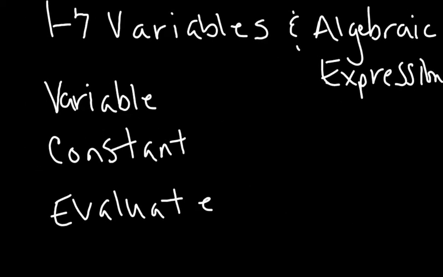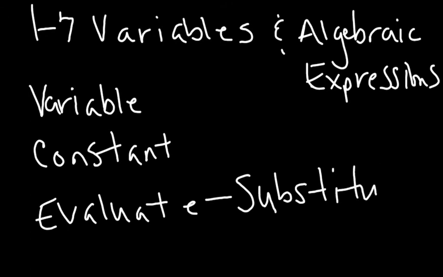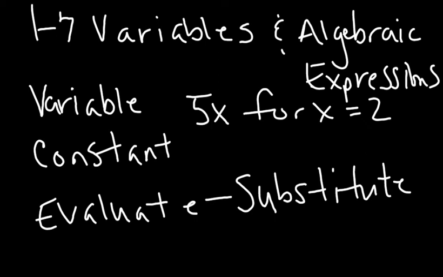Evaluate means to substitute. Sort of like football, when you send in the substitute player. So when we evaluate the expression 5x for x equals 2, it means we send 2 into the game in place of x. Since they're right next door to each other, that means multiply. So 5 times 2, and the answer is 10. They're telling you what number to put in place of the variable. That's called evaluating.